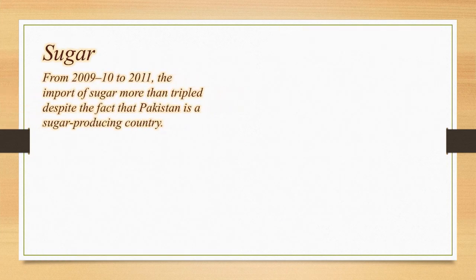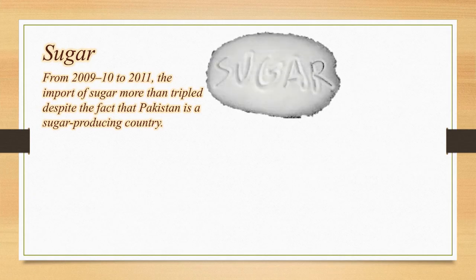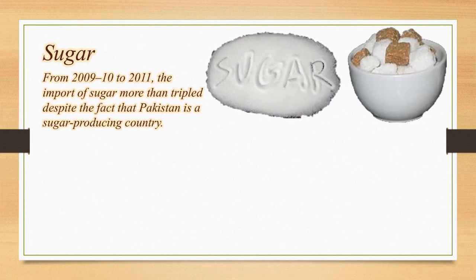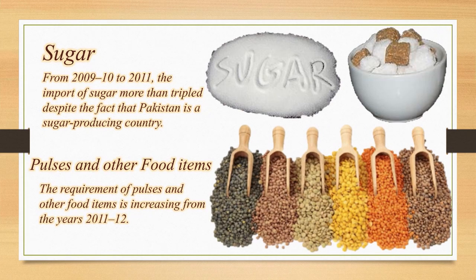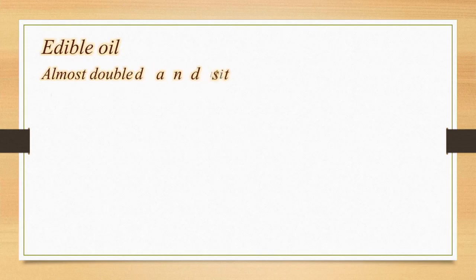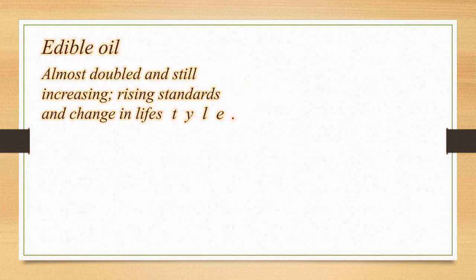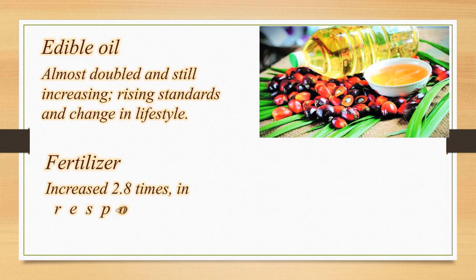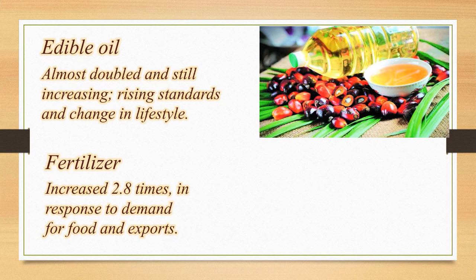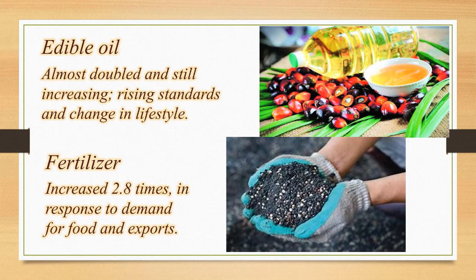Sugar. From 2009-10 to 11, the import of sugar more than tripled despite the fact that Pakistan is a sugar producing country. Pulses and other food items. The requirement of pulses and other food items is increasing from the year 2011 and 12. Edible oil almost doubled and is still increasing, due to rising standard and changes in lifestyle. Fertilizer increased 2.8 times in response to demand for food and export.